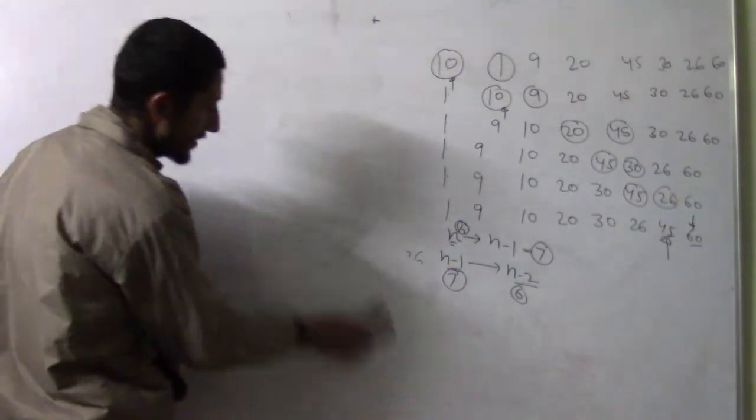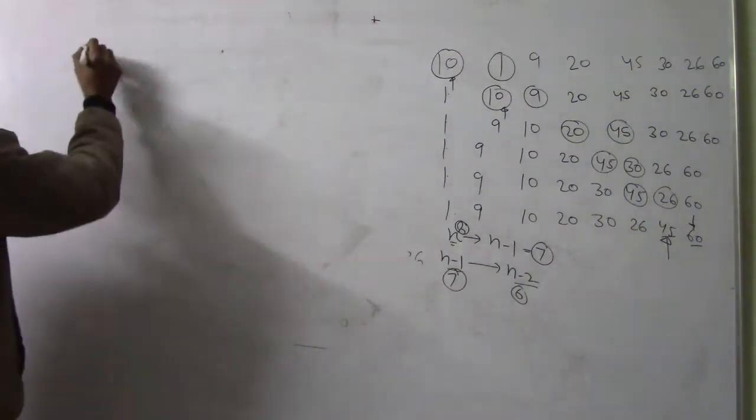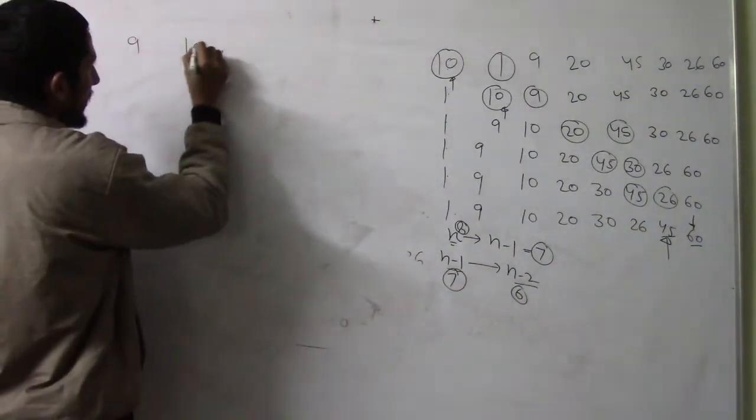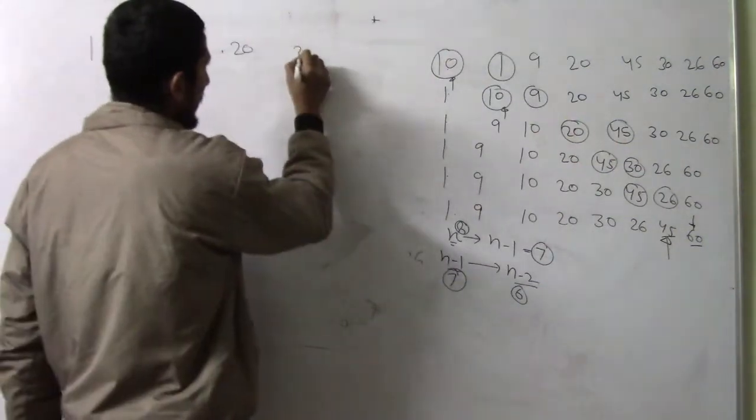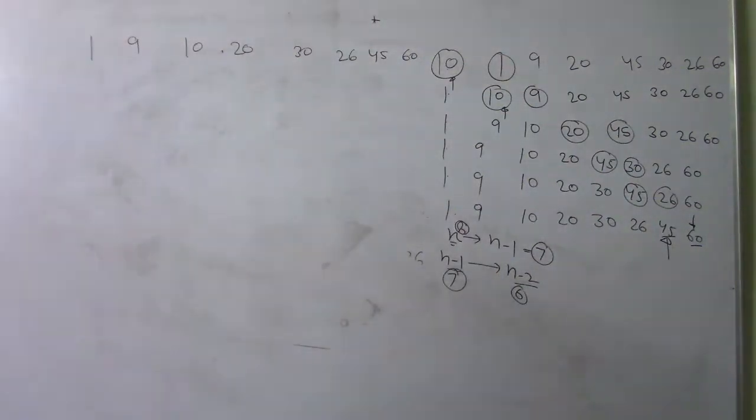Let me again repeat the process. Okay, so next time what will happen? I will take as input 1, 9, 10, 20, 30, 26, 45 and 60. But while repeating the process, you have to keep 2 things in mind. That 2 elements were already sorted. If 2 elements are already sorted, what is going to happen? We just need to sort 6 elements.